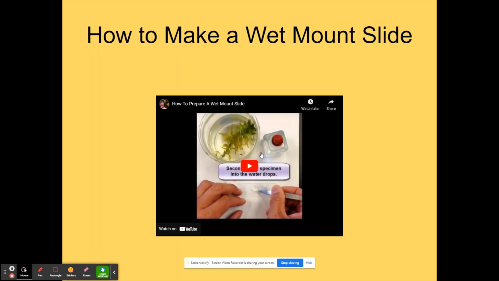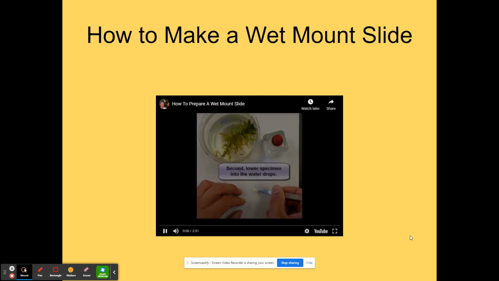This is how to make a wet mount slide. We're going to be showing you that in class next week. We're going to be working on making your own wet mount slide.